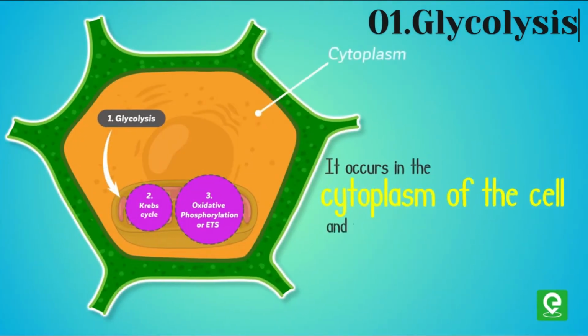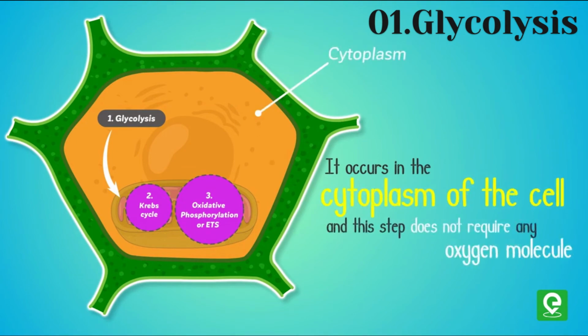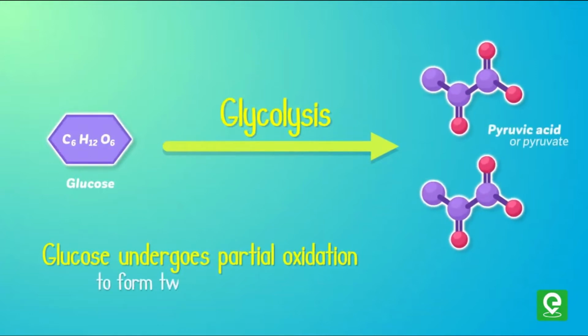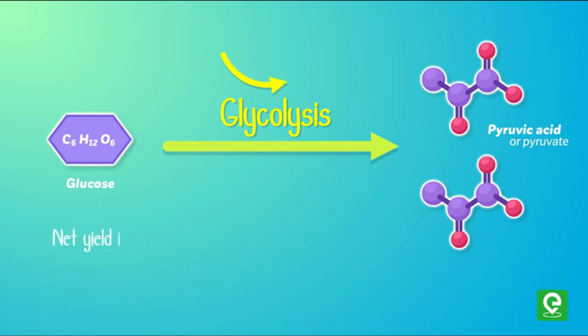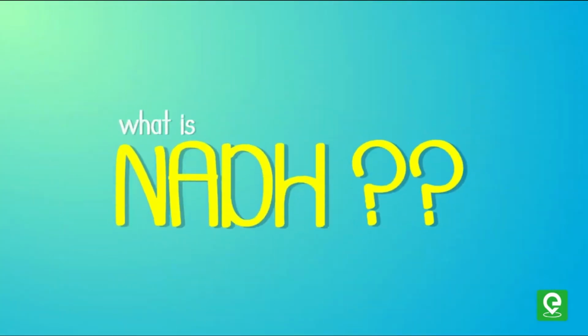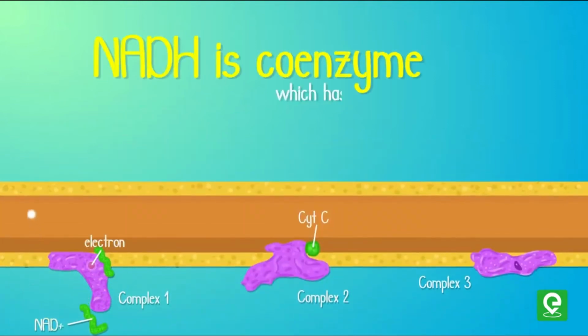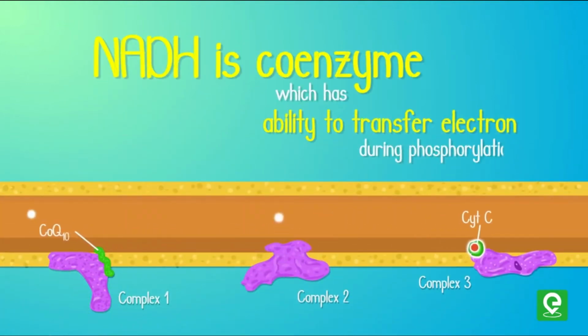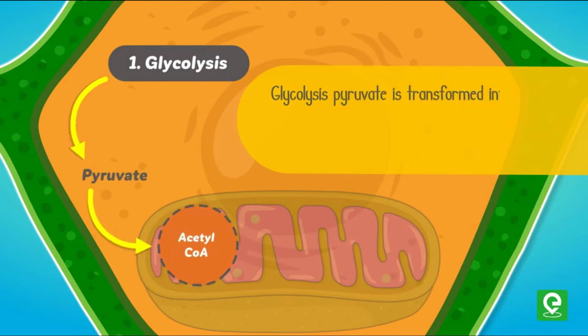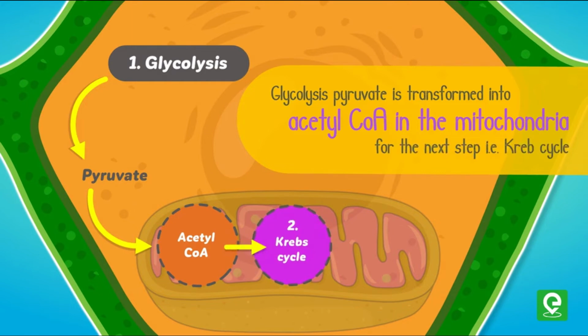First step, glycolysis, occurs in the cytoplasm, and this step doesn't require any oxygen. In this process, glucose undergoes partial oxidation to form two molecules of pyruvate. Net yield in glycolysis is 2 ATP and 2 NADH molecules. What is NADH? NADH is a coenzyme which has the ability to transfer electrons during phosphorylation. After glycolysis, pyruvate is transformed into acetyl coenzyme A in the mitochondria for the next step, the Krebs cycle.